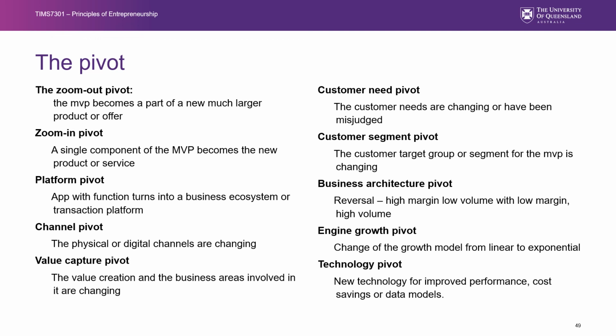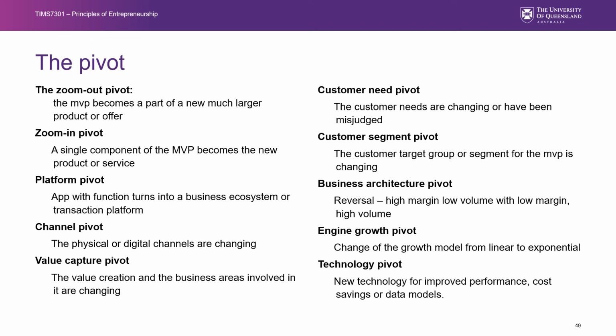So we have the zoom out pivot. The MVP becomes a part of a larger product or offering. The zoom in pivot, a single component of the MVP becomes the new product or service. We have a platform pivot. An app with function turns into a business ecosystem or a transaction platform. A channel pivot, where the physical or digital channels are changing. A value capture pivot. The value creation and the business area involved in it are changing.